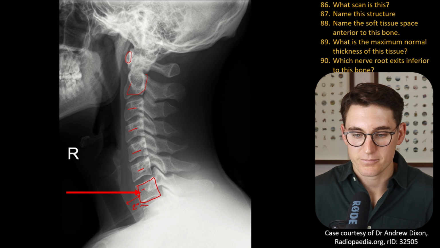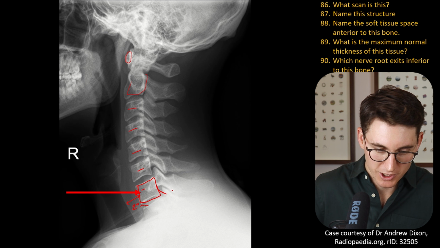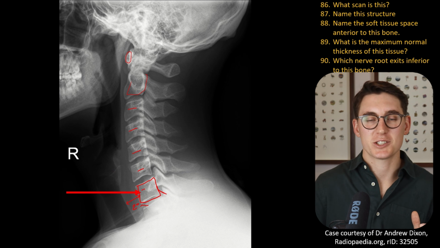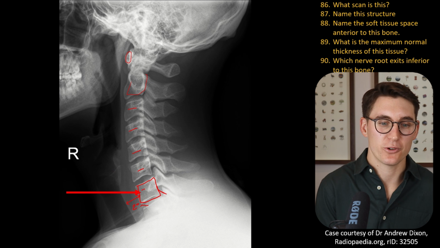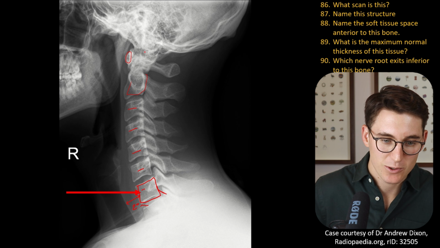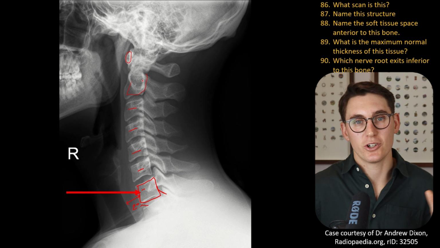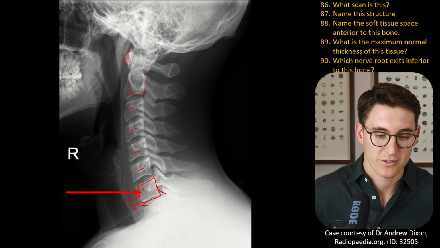C7. Now, which nerve root exits inferior to this bone? Which nerve root comes out here? I want to mention this because we've got 8 cervical nerve roots, but only 7 cervical vertebrae. That first C1 nerve root comes out above C1. So our cervical nerve roots come out above their respective vertebrae.